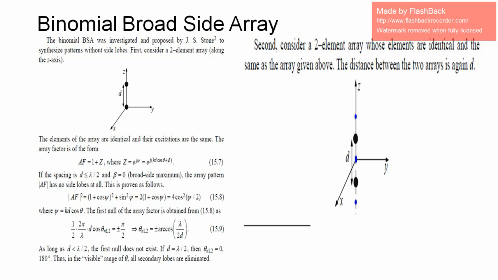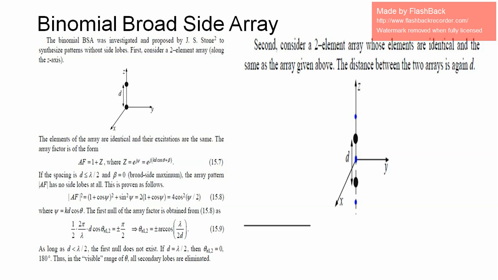The array factor is of the form AF equal to 1 plus z, where z is equal to e raised to j psi, and psi is equal to kd cos theta plus beta. This is equation 15.7 from Balanis. If the spacing between the antennas d is less than or equal to lambda by 2, and beta is equal to 0, that is the broadside array. The array factor has no side lobes at all.